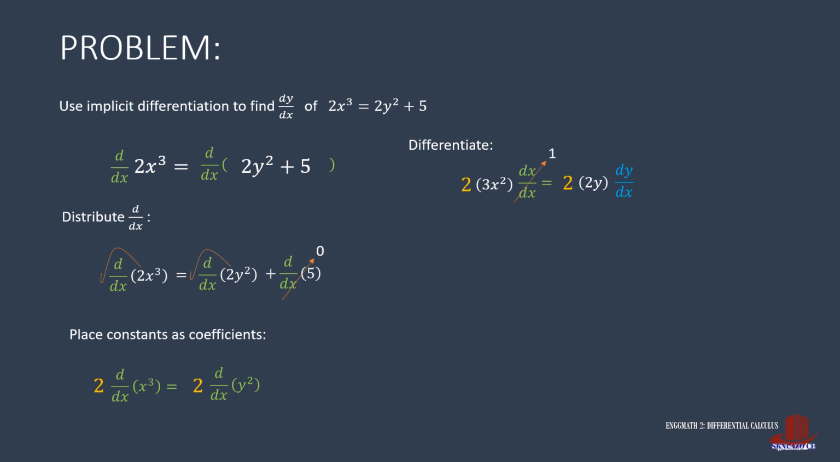We can take dx over dx as 1, and also simplify constants, as the 2's can be cancelled from both sides of the equation. So the function is then 3x squared equal to 2y dy over dx. Because we are looking for dy over dx, divide everything by 2y. So, dy over dx is taken as 3x squared over 2y.